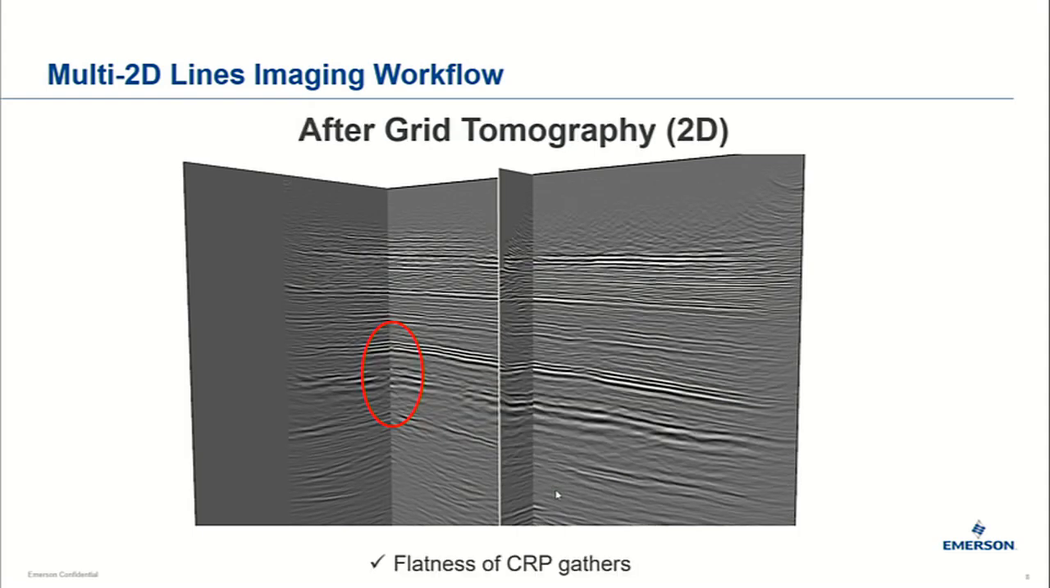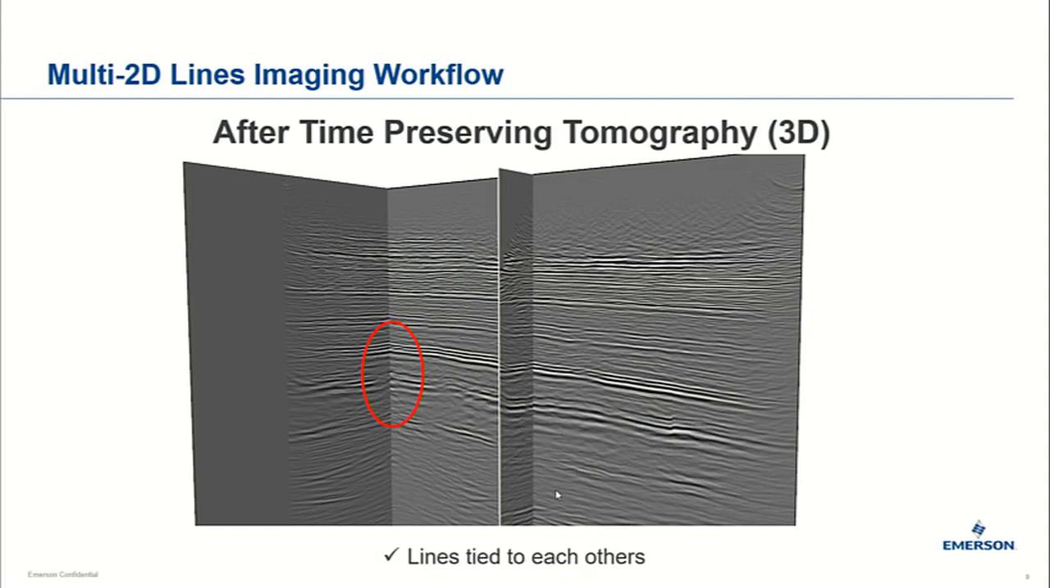So now my gathers are flattened, so the velocity model for each of those lines is good. But the problem I'm facing now is that I have some misties on those horizons here. That's why we did the 3D workflow, as I was showing before, in order to remove those misties. And this is after removing those misties: the gathers are still flat, but we don't have misties as well. So we have achieved our goal.